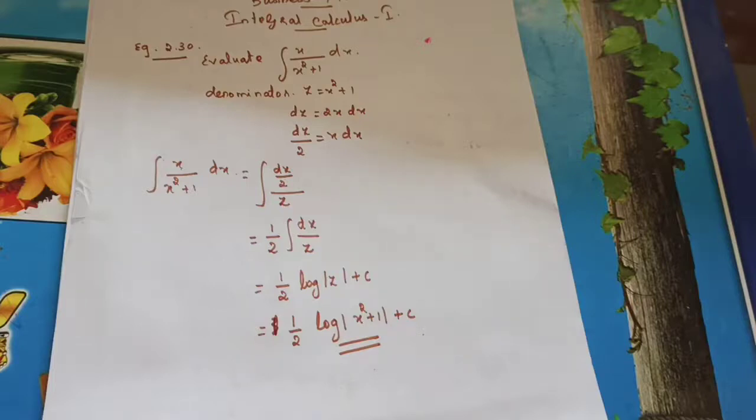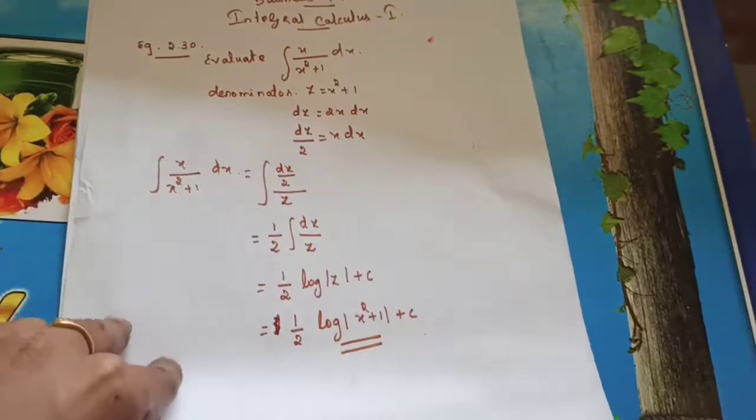So 1 by 2 into integral of dz by z. What is the integration of dz by z? Log of mod z plus c. Okay, so in the place of z, you need to substitute the value. Thorough? Okay, let's move to the next question.